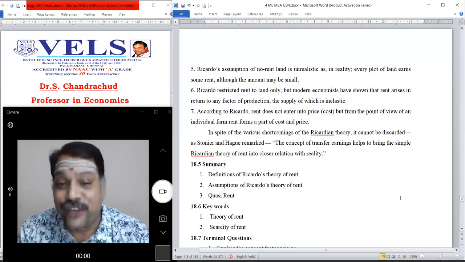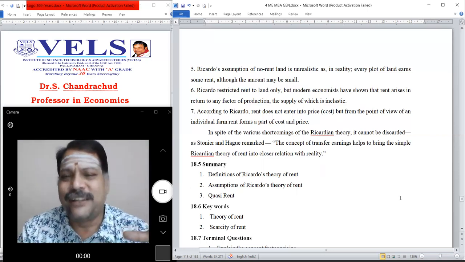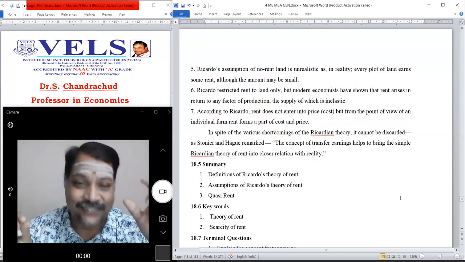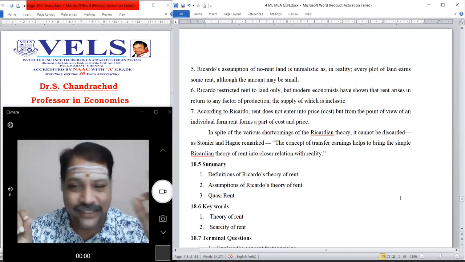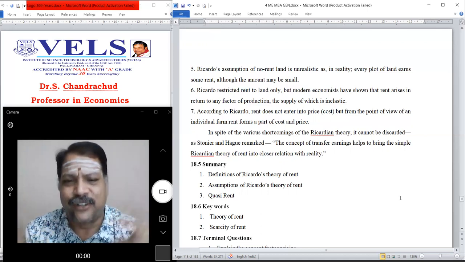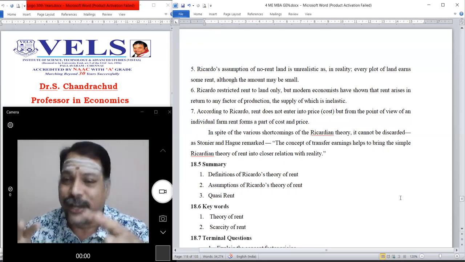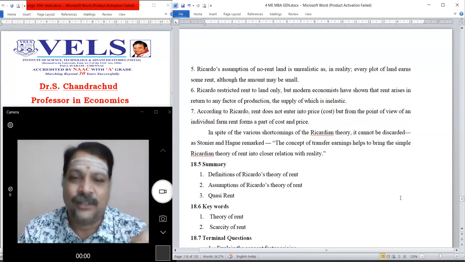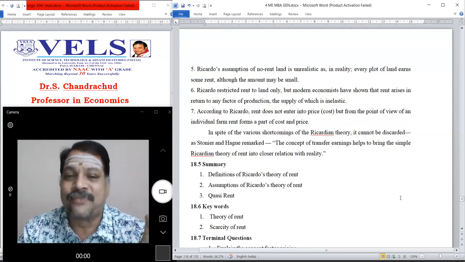In spite of various shortcomings of the Ricardian theory, it can't be discarded, as Stonier and Hague rightly remarked. The concept of transfer earning helps to bring the simple Ricardian theory of rent into closer relation with reality. So these two economists have strongly recommended that this theory holds good. Of course, I have criticized this theory in many ways, but still it holds good.